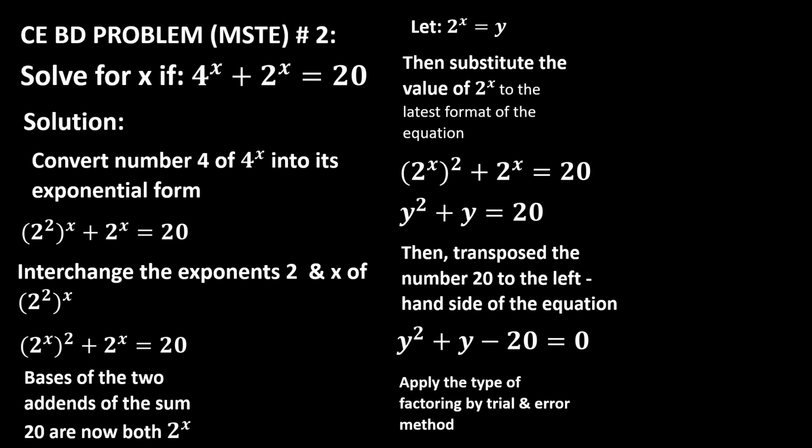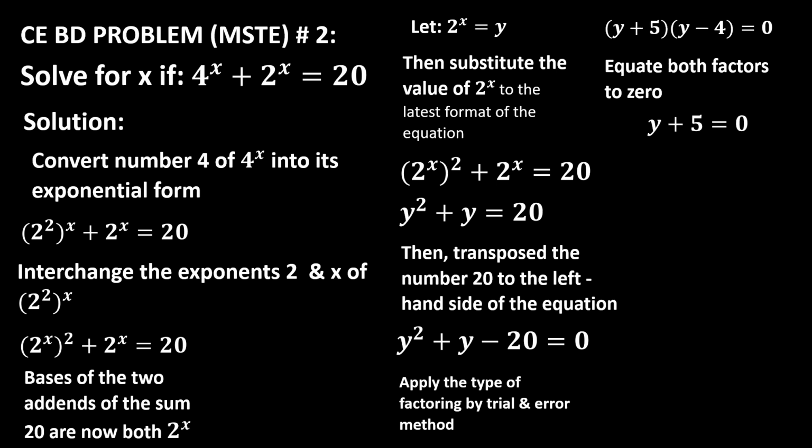Afterward, we have to apply factoring by the trial and error method to this equation. Right after the factoring process, this is now our equation: y plus 5 times y minus 4 equals 0. And then next in the process, we have to equate both factors, y plus 5 and y minus 4, to 0. Let us try y plus 5 first, equated to 0. Then we have y plus 5 equals 0.